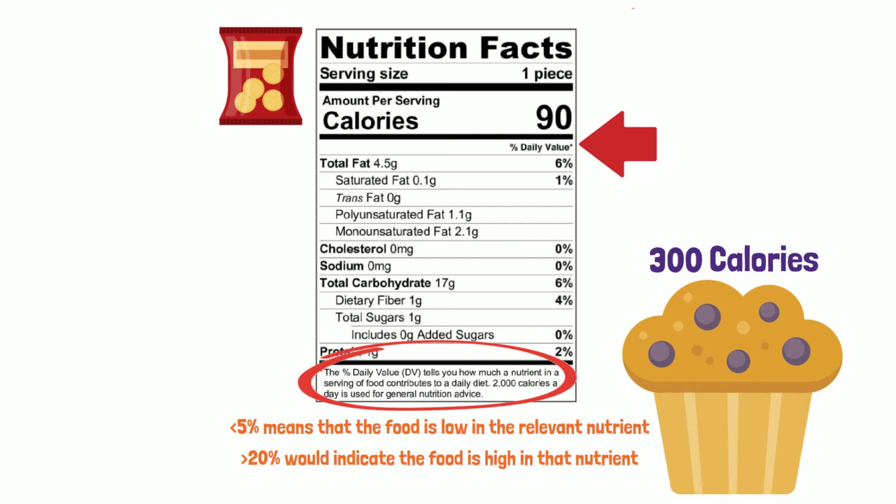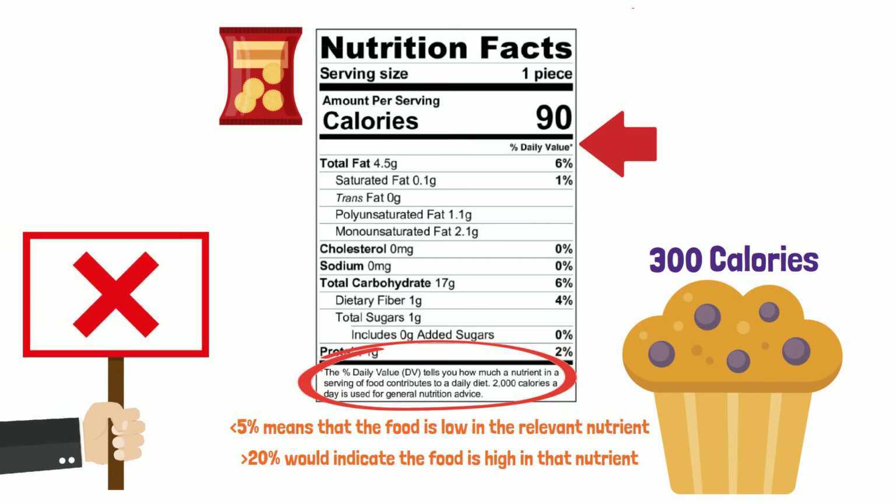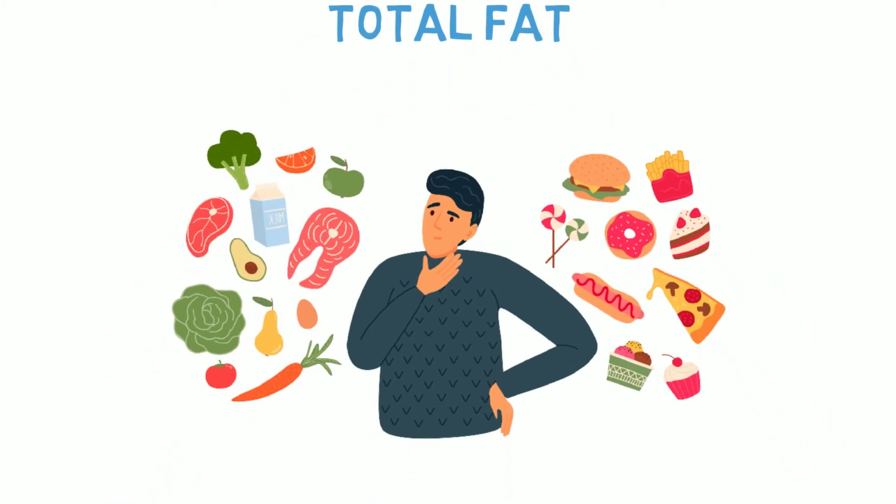Also, just so you know, we will not be discussing micronutrients such as vitamins and minerals in this lesson, as we will be dedicating a video specifically for them. Now that the basic aspects of the nutritional label are explained, we can discuss the nutritional component of it, beginning with total fat. Total fat can be categorized into two subgroups, good and bad fats.